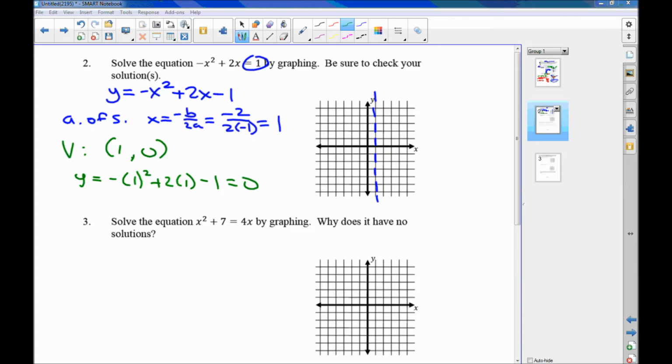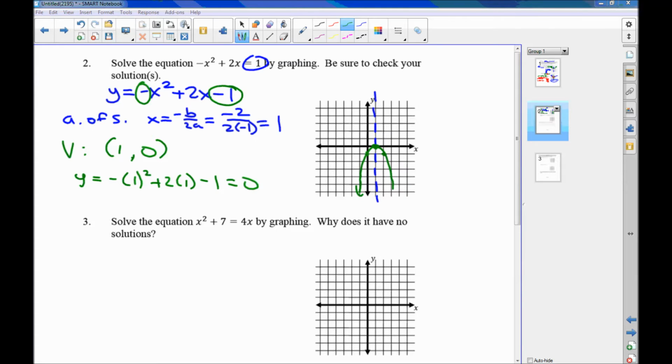This makes 0. So 1, 0 is my vertex. And then this graph opens downward because the a value is negative. Okay. And we're going to have a y-intercept of negative 1. So I'll plot one other point.